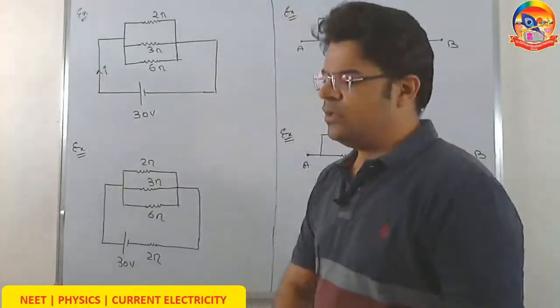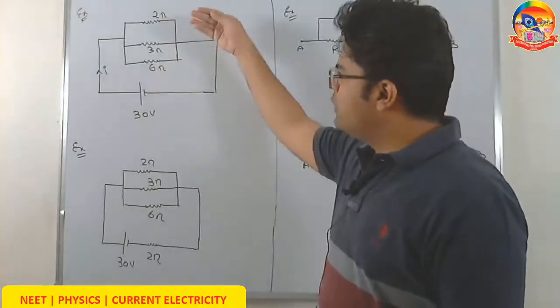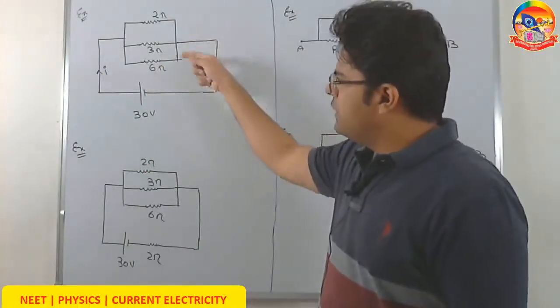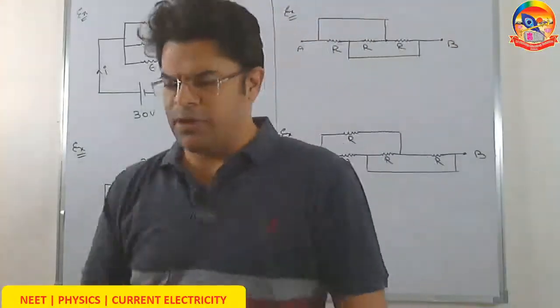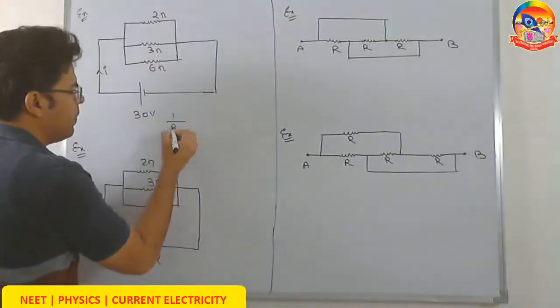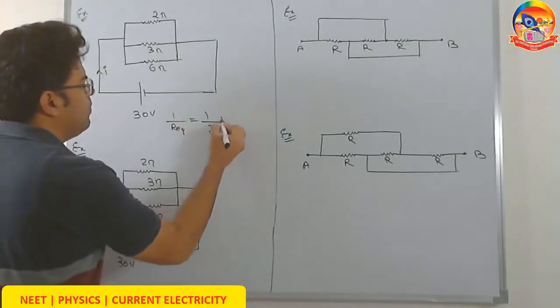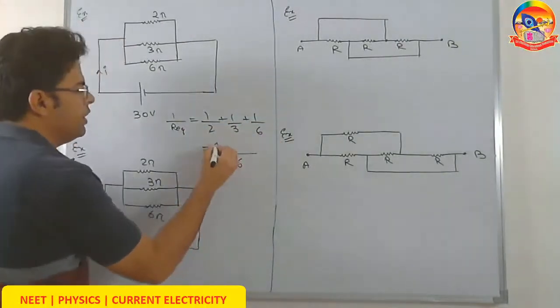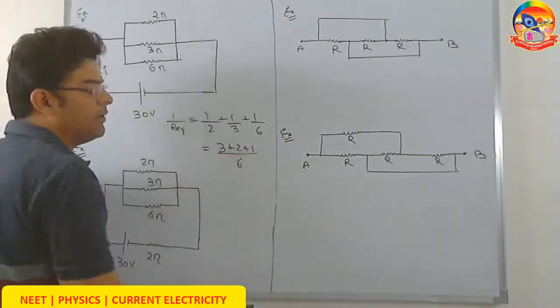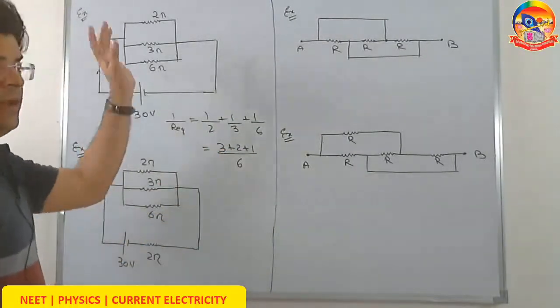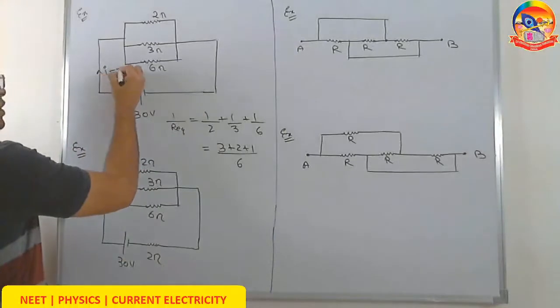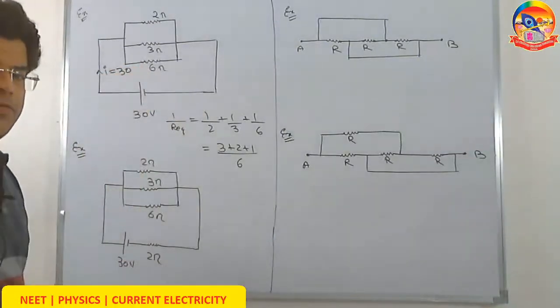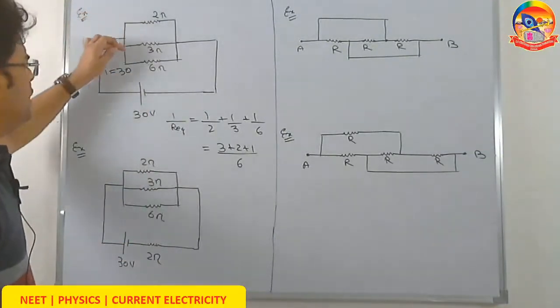So very simple, combine the three resistors. You can write 1 upon R equivalent equals 1 by 2 plus 1 by 3 plus 1 by 6. Take the common denominator as 6. So here you get 3 plus 2 plus 1, that becomes 6 by 6. So R equivalent is 1. Since R equivalent is 1, current is 30. But what if they ask you what is the current in each individual arm?